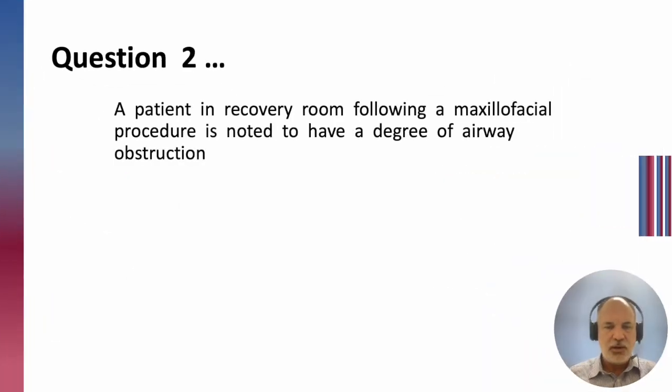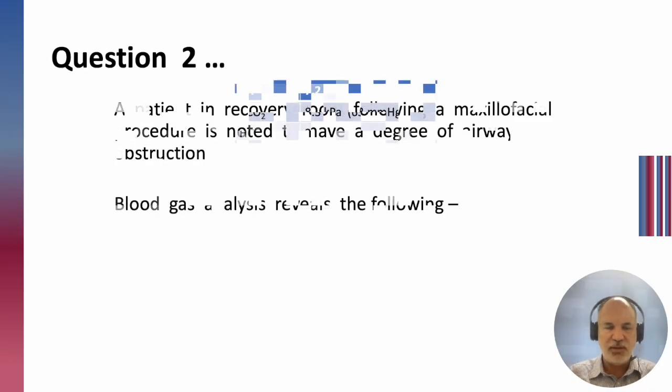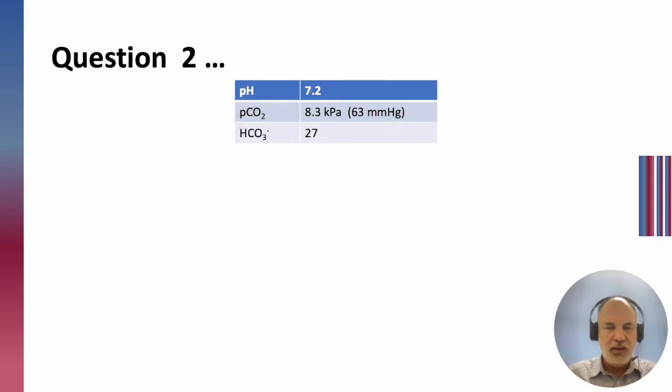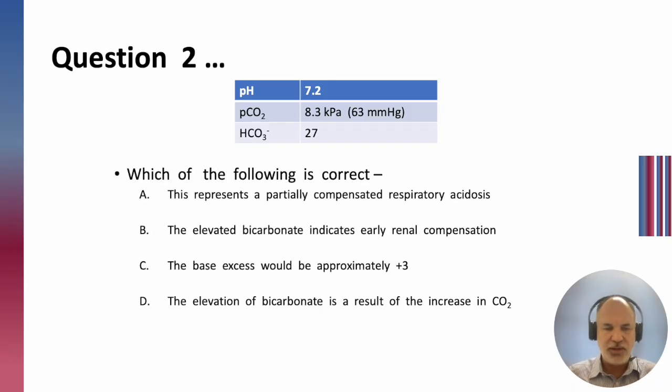Question 2. A patient in the recovery room following a maxillofacial procedure is noted to have a degree of airway obstruction. In terms of this clinical scenario, all I want to emphasize is that this is a patient who has an acute airway obstruction. Blood gas analysis reveals the following. The pH is 7.2, the PCO2 is elevated at 8.3 kilopascals, and the bicarbonate is 27. So which of the following is correct?